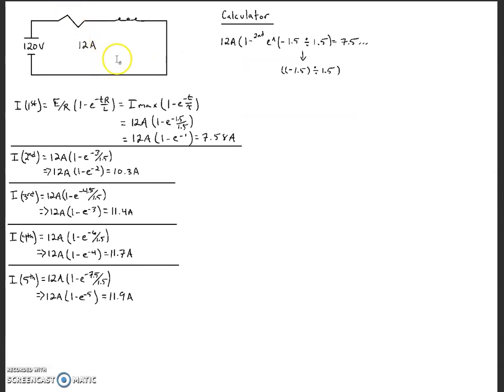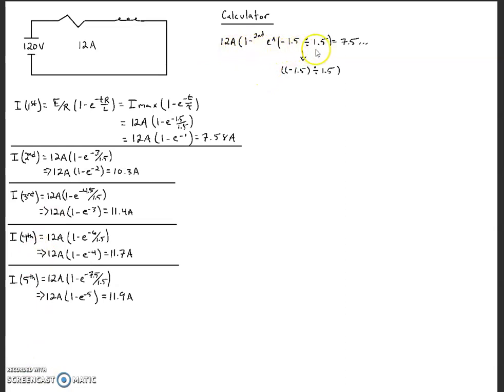So if we take the calculator here and take a basic circuit and punch this in, we have a 120 volt circuit, 12 amps, just a resistive inductive circuit. So we have 12 amps, and punch this into your calculator. Now we're dealing with the current. So again, the current is building. That's why we have 1 minus e.